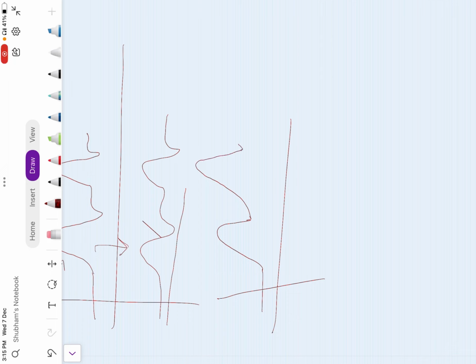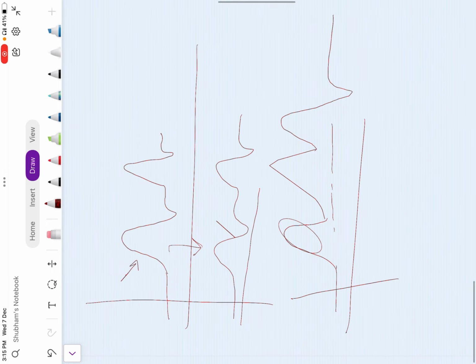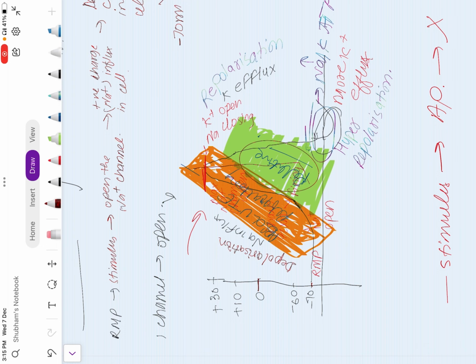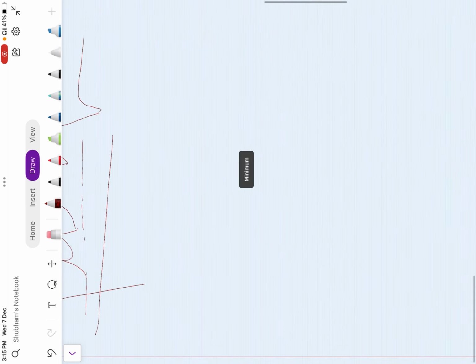If you give another stimulus here, it will go for hyperpolarization. You could create this phase of hyperstimulation, but only if you give the stimulus at the relative refractory period, and it has to be a strong one. You can't create it with a lower one. Okay, so this is our action potential.